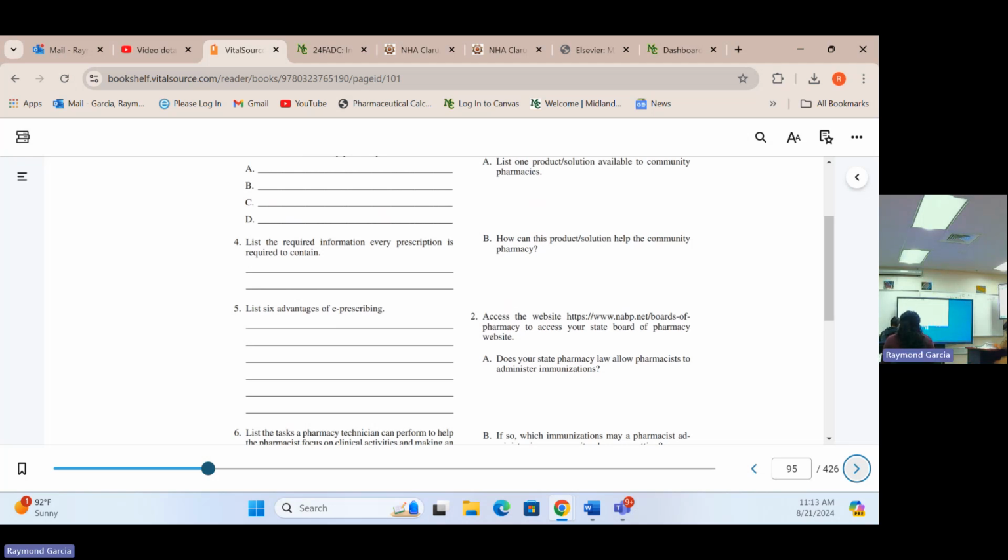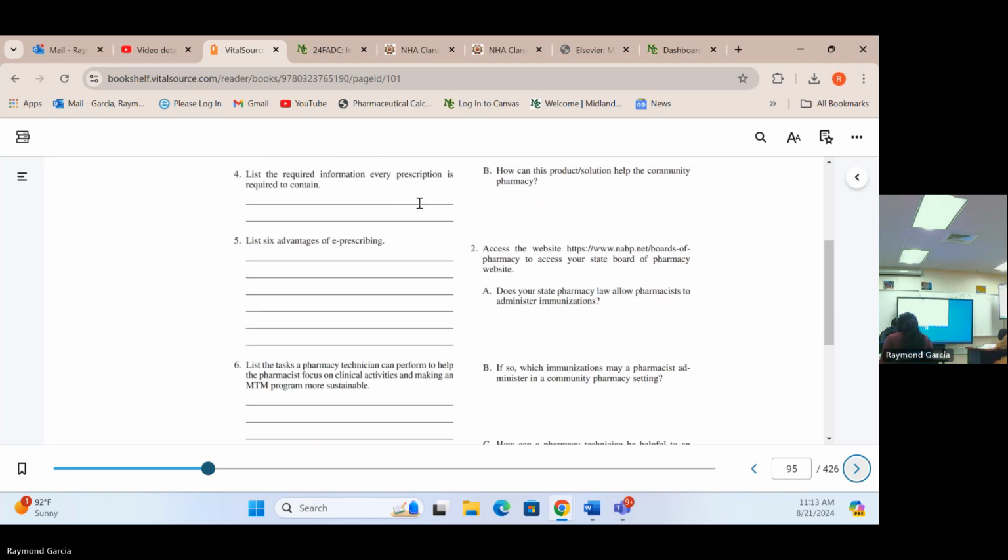Just the pages I told you. The pages to do are on your sheet. All right, 5 to 6 advantages of e-prescribing.